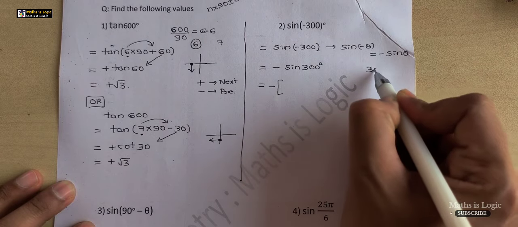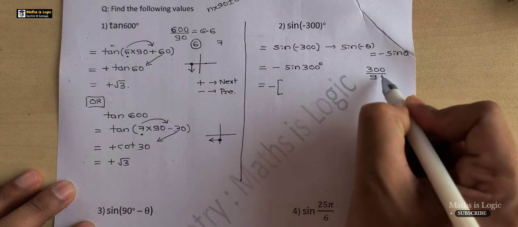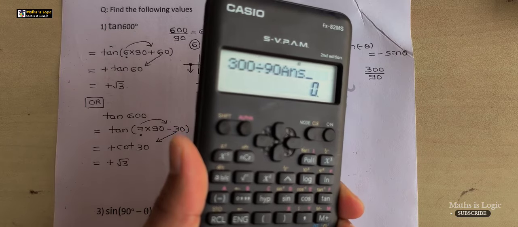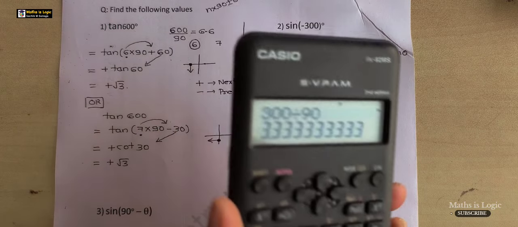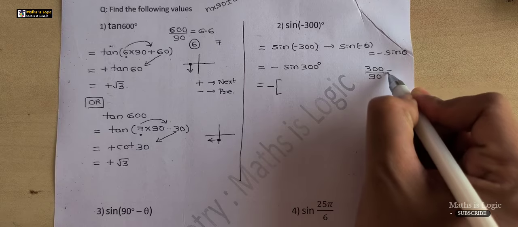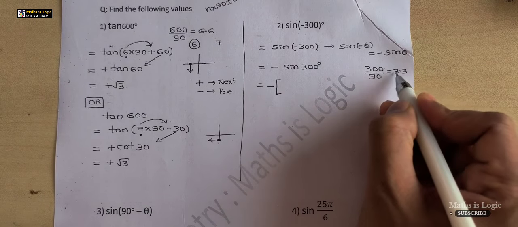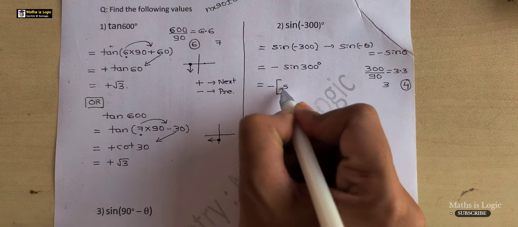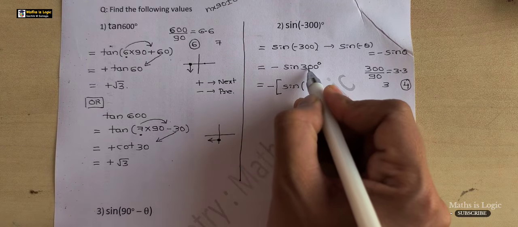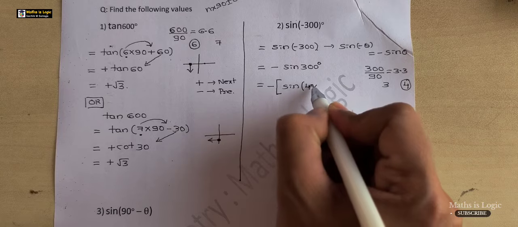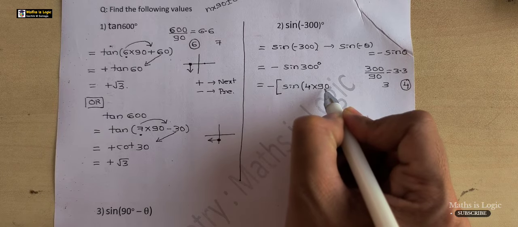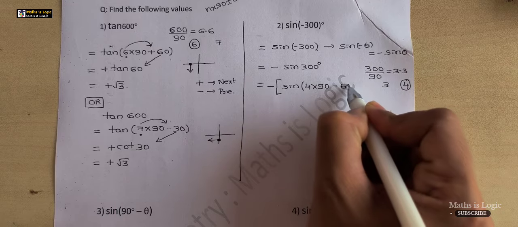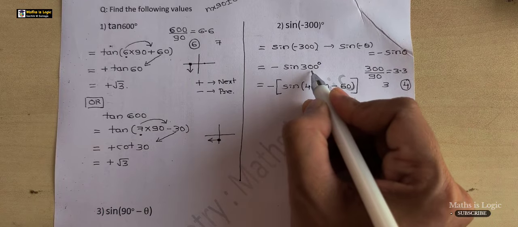Next, same step, divide this 300 by 90. If I divide 300 by 90, I am getting 3.3. That means 3.3 comes in between 3 and 4, so go for the even number. Therefore sine, keep it as it is. 300 can be written as 4 into 90, which is 360. We need 300, therefore for this 360 subtract 60. Then only we will get 300.